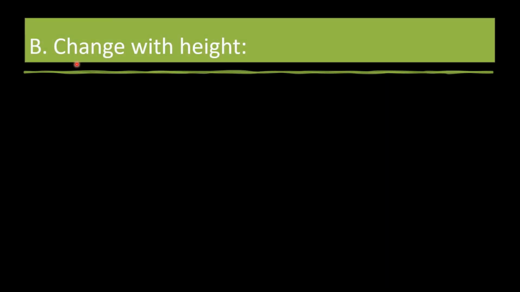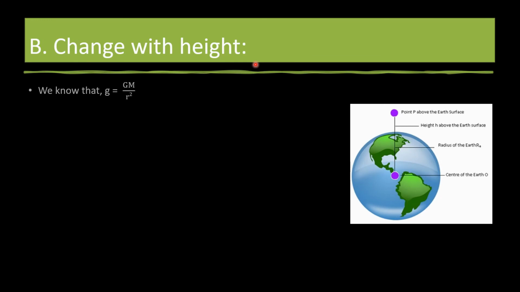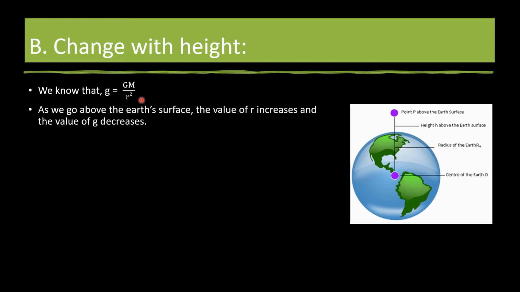The change is not only on the surface but also with the height. Let us see what it is. We know that g is equal to GM upon r square. As we go above the surface of the earth, the value of r increases. So, the value of g will decrease.